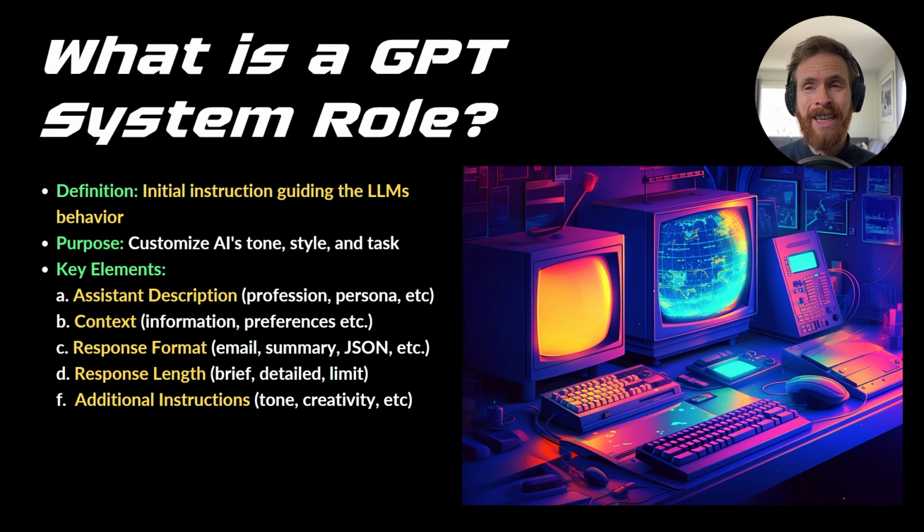And you can see we have some key elements here I just quickly want to go through. We can give the model a description, right? That could be like a name, persona, profession. We can give it some extra context. That's very helpful. That could be extra information from an article, some data you have. It can be different preferences. We can give it a response format. That can be like an email, a summary, a JSON. That's a lot of things we can pick from. We can have response length, we can have brief, summary, detailed, we can even have word count maybe.